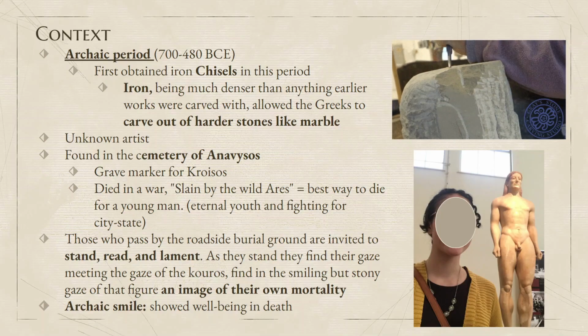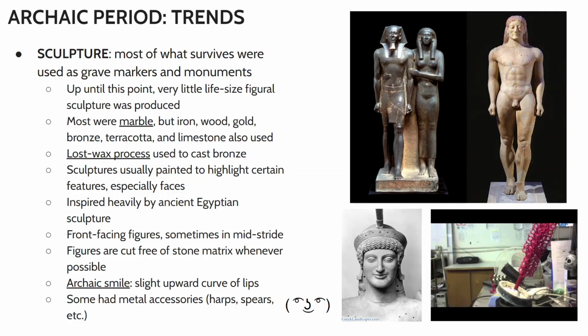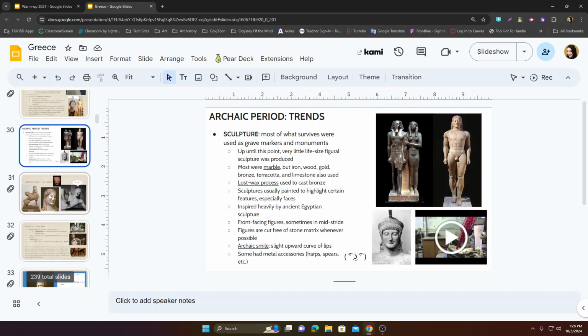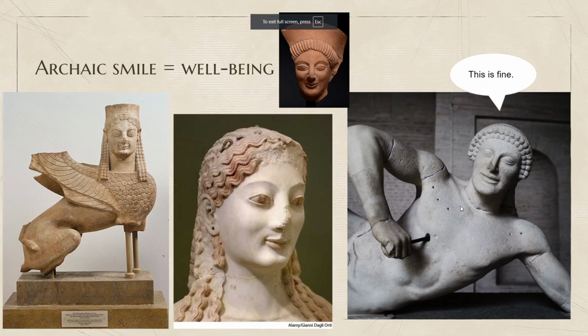Archaic smile is the number one way of telling if it is an archaic statue. We're going to skip the fleet slides for a second. Here is the archaic smile. So the archaic smile is just a little like, hey guys, how you doing? Just a little tiny grin, super happy. And what they're showing using the archaic smile is the idea that life is good. Death is good. We're chilling.